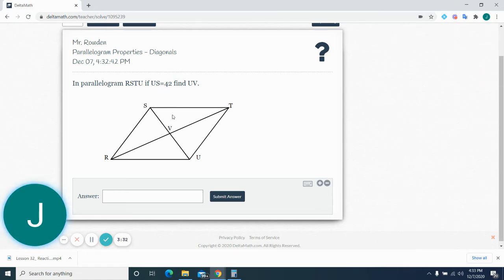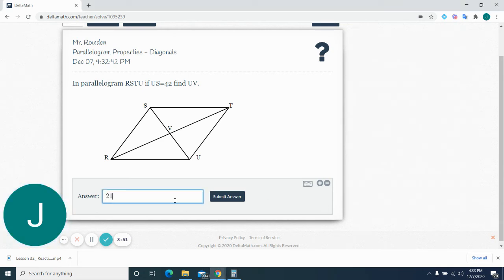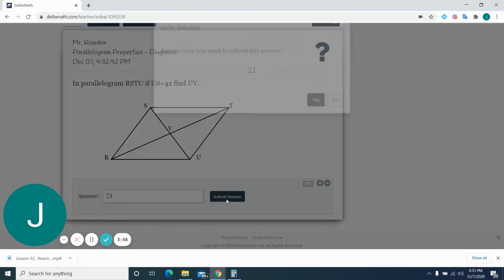So if US is 42, okay, so U all the way across to S is 42, find UV. Look at where UV is. That's just half of it. So what's half of 42? You can figure this out in your head, or if you need to do 42 divided by 2, to find half of it, it's 21. So it's 21, which makes sense, doesn't it? Because VU would be 21, SV would be 21, and they add up to 42.